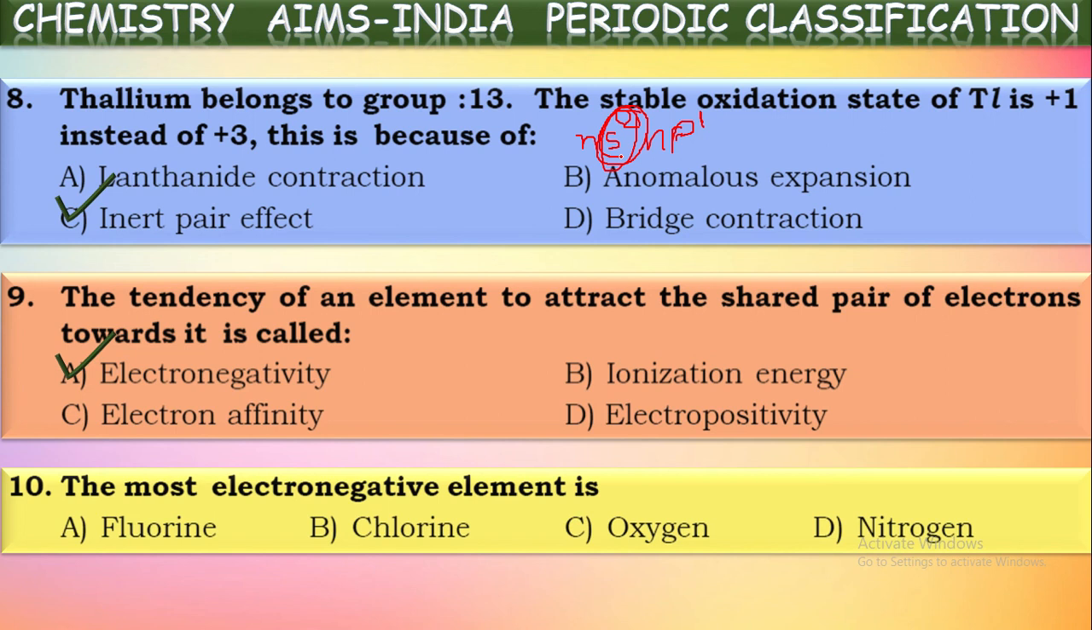Okay. Next one. The most electronegative element: out of all the elements in the periodic table, fluorine is the most electronegative element because of its smaller size and greater nuclear charge. It is having greater electronegativity among all the elements.